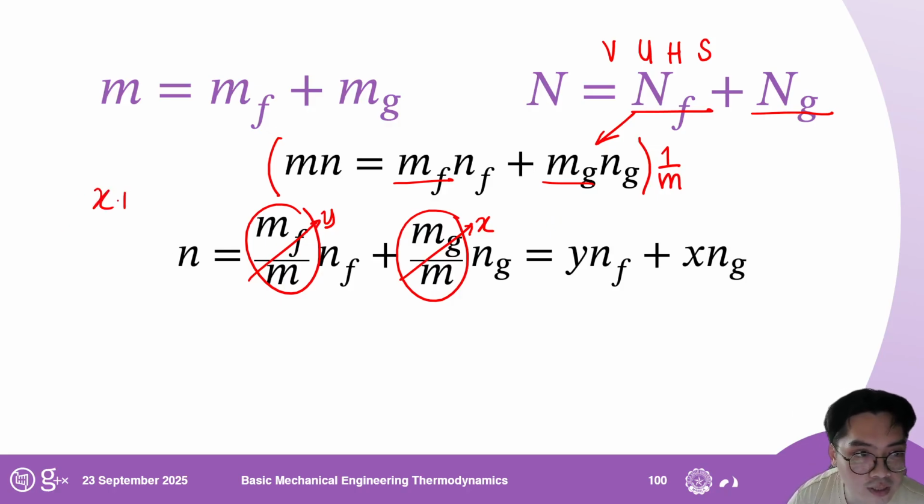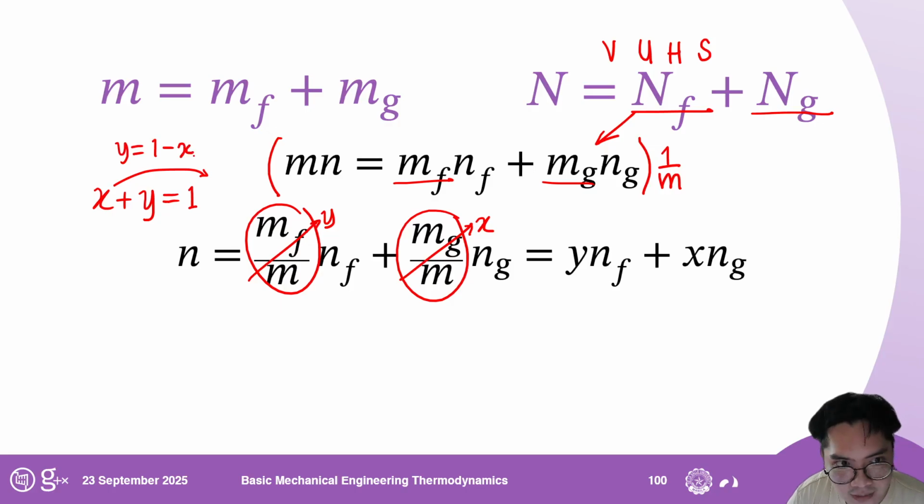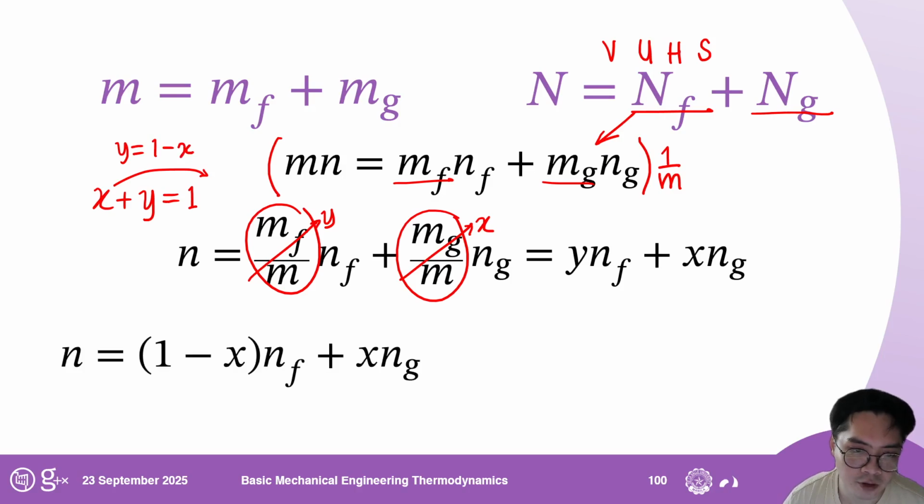Earlier, we told ourselves that x plus y is equal to 1. In reality, there are not a lot of computations that deal with y specifically. In most cases, y is just omitted. Why? Because you can very easily just replace y with 1 minus x. If you move the x to the other side, then you will get this, right?